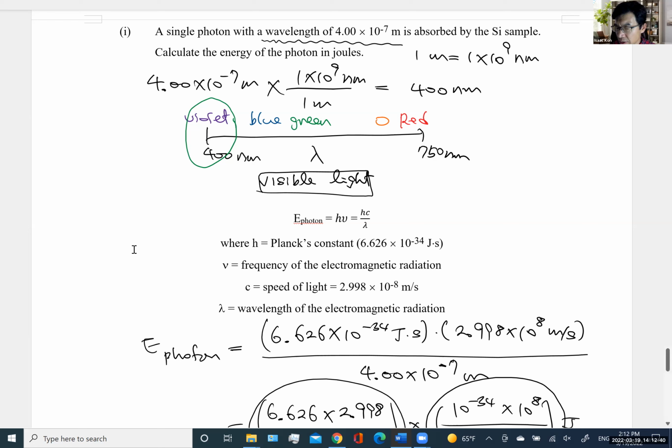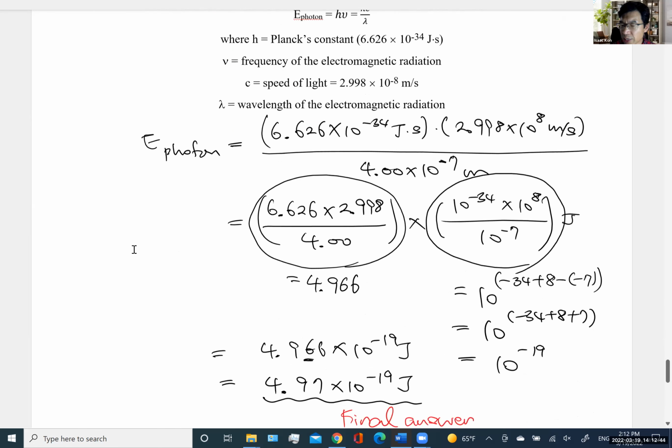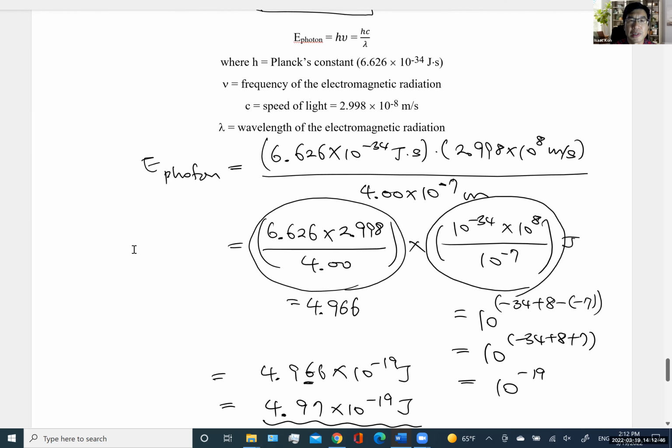Okay, so now let's plug in. Energy carried by one photon is hc, h times the speed of light divided by lambda. Energy of the photon is 6.6 times 10 to the negative 34 joules times second, multiplied by the speed of light, 2.998 times 10 to the 8th meters per second, divided by 4.00 times 10 to the negative 7 meters.